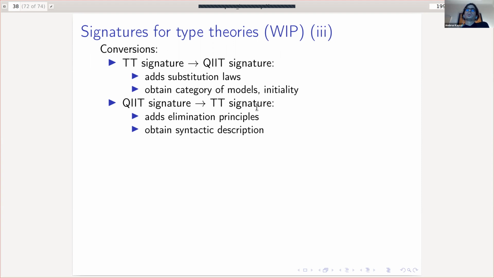You can also go the other way. From a QIIT signature, you can obtain a type theory signature. A QIIT signature only describes the constructors, but if you describe it as a type theory signature, then it adds the elimination principles as well, so the recursion or the induction principle. And then you get a more syntactic description of what it means that a type theory supports a certain QIIT.